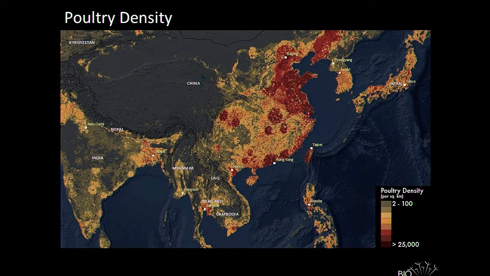And it's not just where people are living that we're concerned about, but it's also where animals and humans are mixing. Just look at how many chickens are living in China. So what we need to do is take this information and start to combine it with all our other factors. So the next factor is travel patterns.